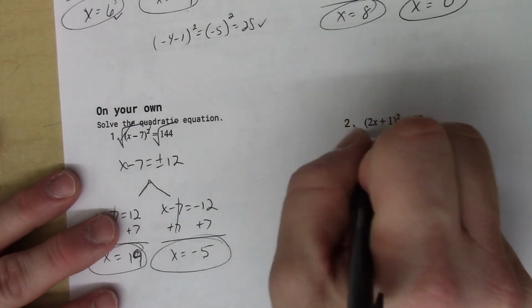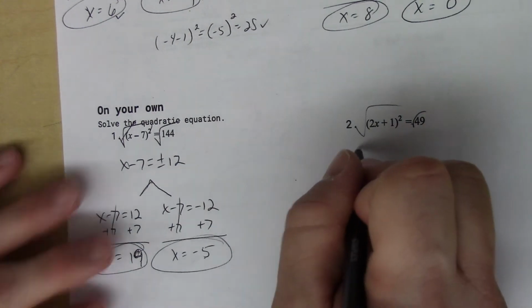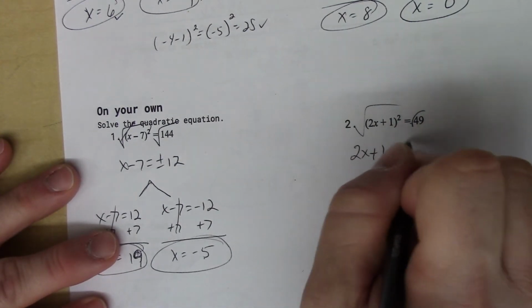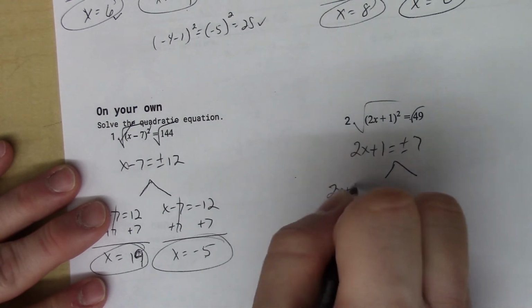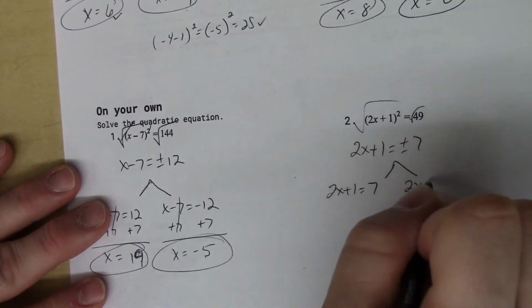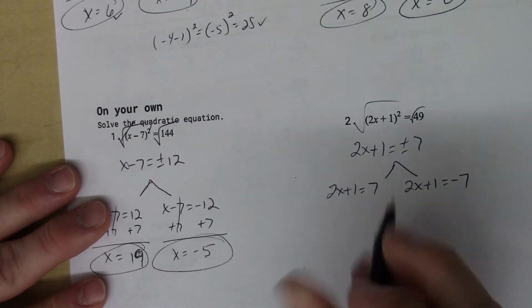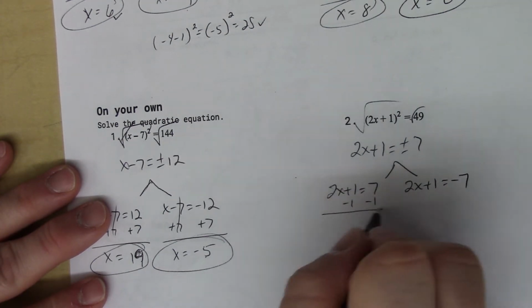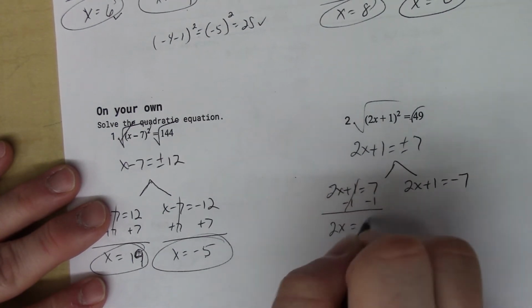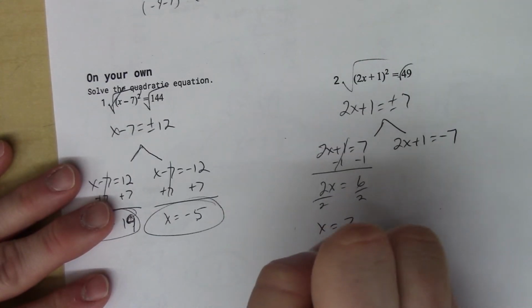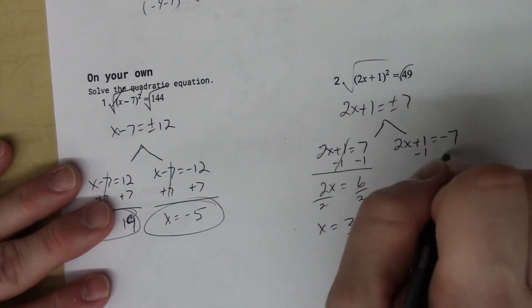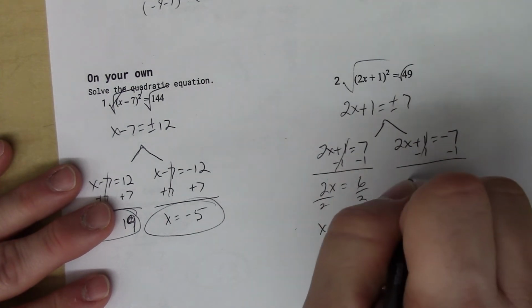Okay, I'm going to square root both sides right away. And I get 2x plus 1 equals plus or minus 7. So again, 2 cases. 2x plus 1 equals 7. 2x plus 1 equals negative 7. And the same steps. I'm going to minus 1 to both sides here. 2x equals 6, and divide to get x equals 3. Right here, same thing. Minus 1 should be the first step, just like it was on that one.